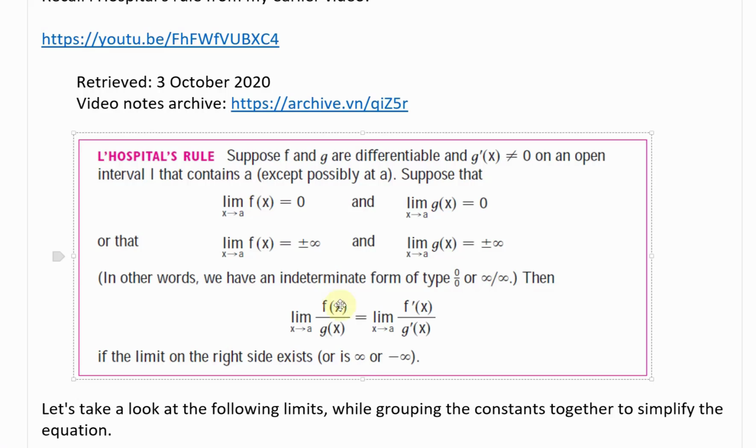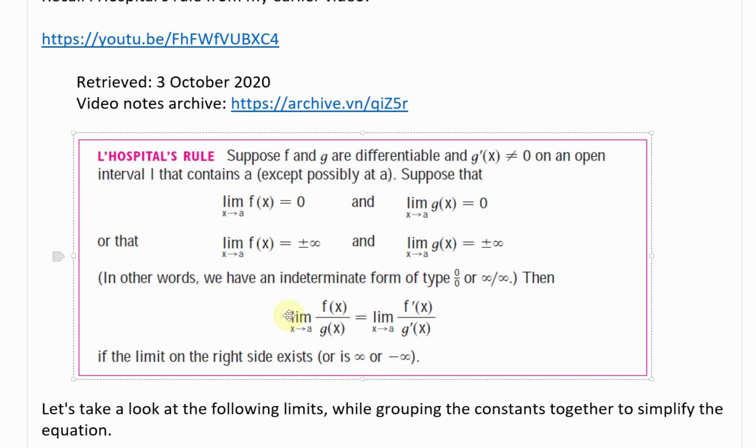Then L'Hopital's rule says that the limit as x approaches a of f of x divided by g of x equals the limit of the derivatives. So you can just take f prime of x divided by g prime of x. And this is a scenario where g prime of x is not equal to 0 on the open interval you're looking at, except possibly at a, because when you're doing limits, you're not actually plugging in a, you're approaching that value. Except possibly, but it depends on the function and the scenario. And if the limit on the right side exists, or is infinity or negative infinity.